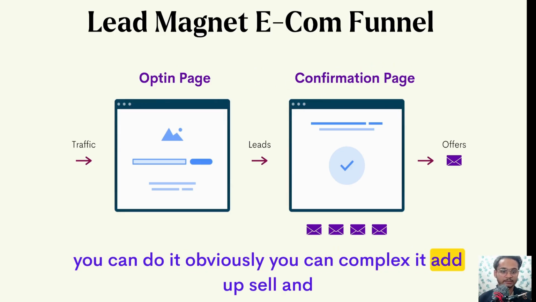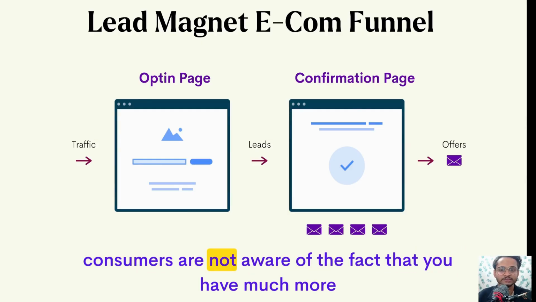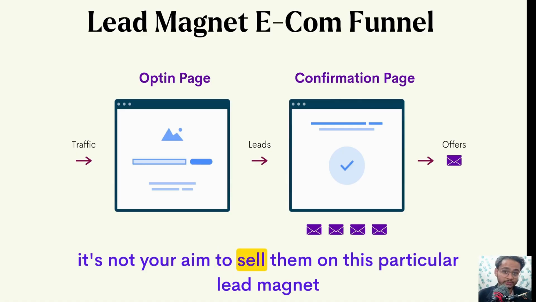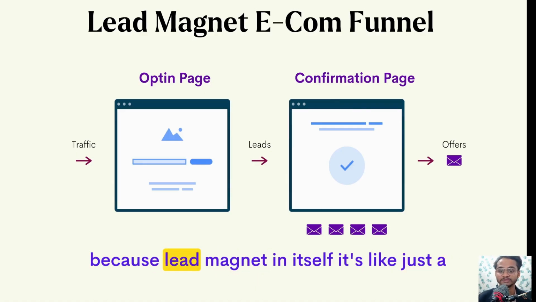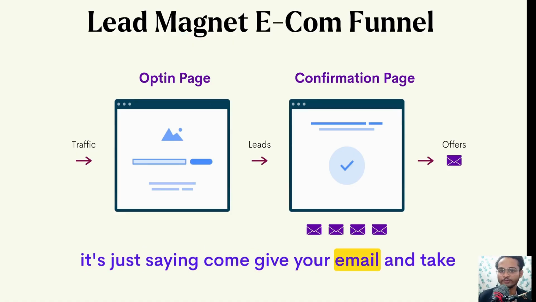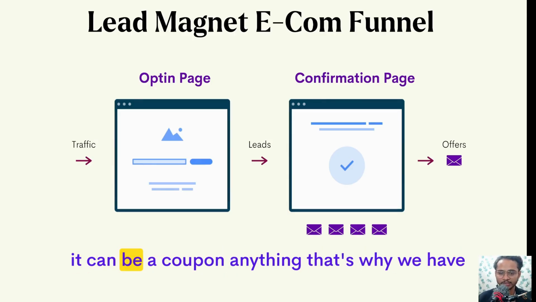Obviously, you can complicate it, add an upsell and add a downsell, but people are not ready. Your consumers are not aware of the fact that you have much more products, nor is it your aim to do so. It's not your aim to sell them on this particular lead magnet, because a lead magnet in itself is like just a free offer. It's just saying, come, give your email and take the particular PDF or whatever you are offering as a lead magnet. It can be a coupon, anything. That's why we have a simple page.